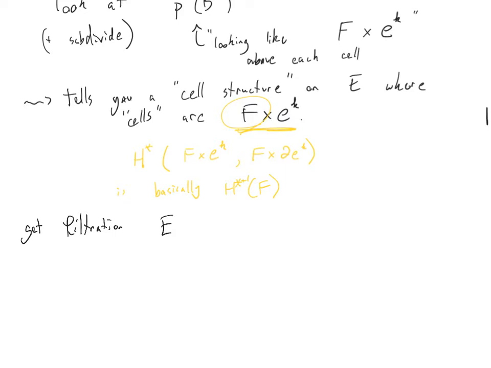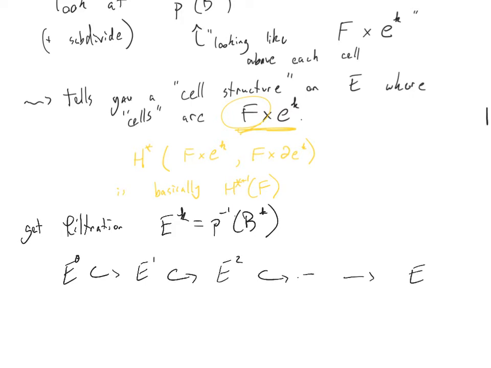If I write E_K for p inverse B_K, which is like the union of all my K cells, I have this new filtration, E0 living inside of E1, living inside of E2, and so on, which filters all of E. And I sort of understand each of these quotients, because E1 mod E0 basically looks like a big wedge sum of F cross S1s in this case. And so these are our new cells.